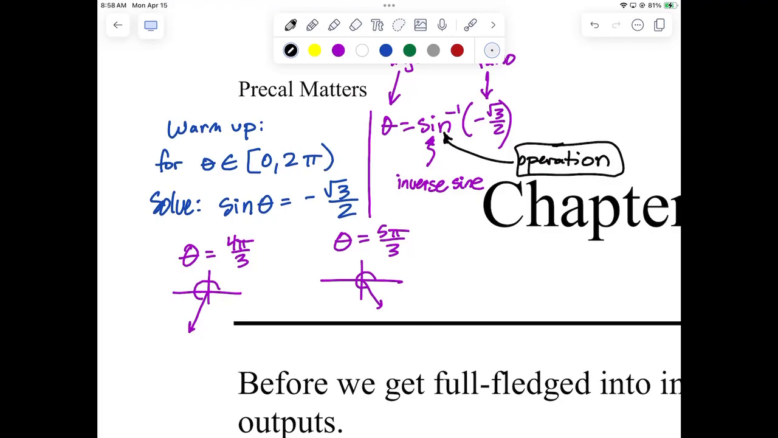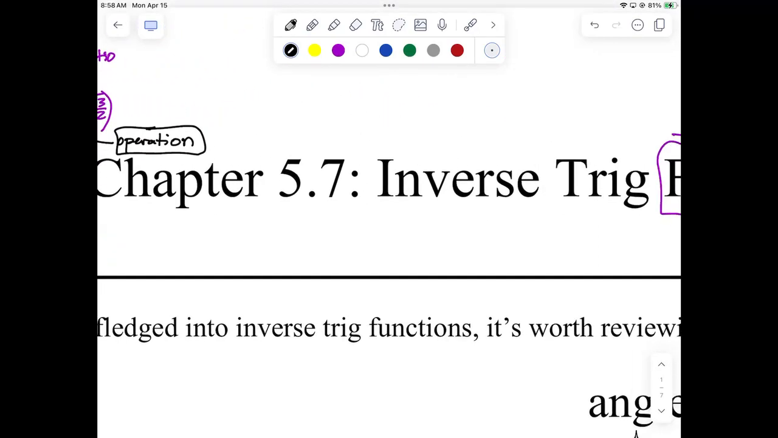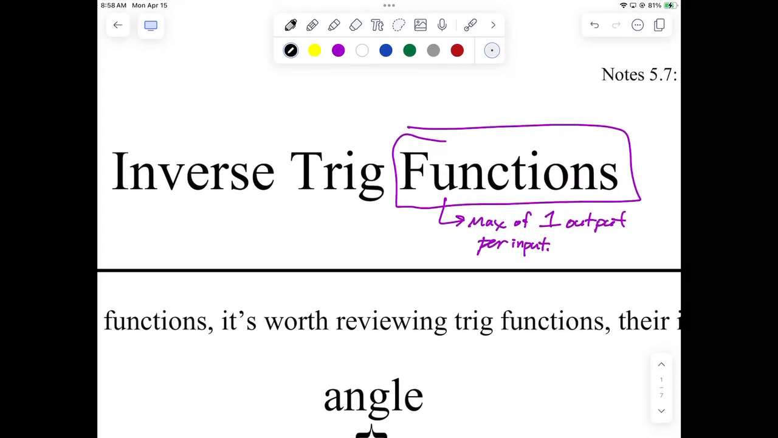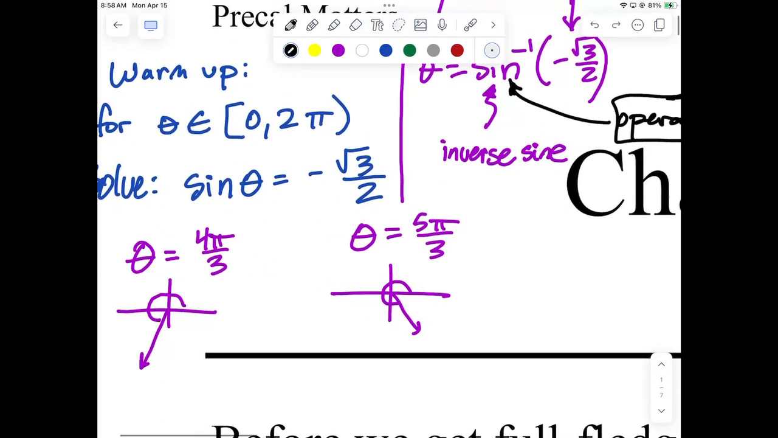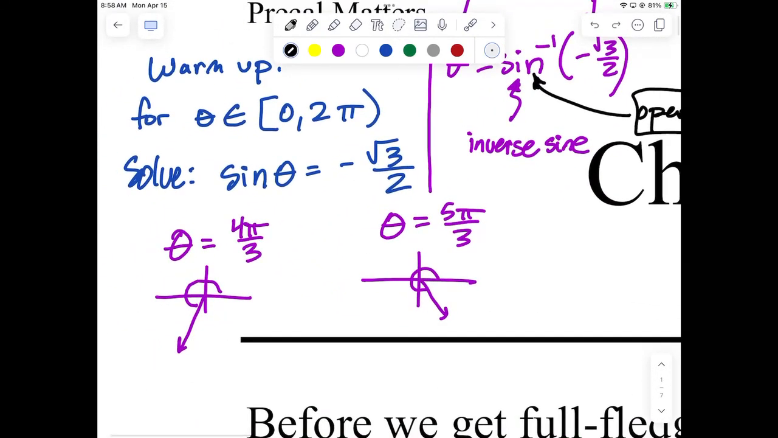We do that to find however many angles that are in our given territory, in this case from 0 to 2 pi. But when we talk about inverse sine, the function, there could be only one output. And I'm wondering if it's going to be either one of these. If you had to choose one of those as the output to go with, what would you choose?